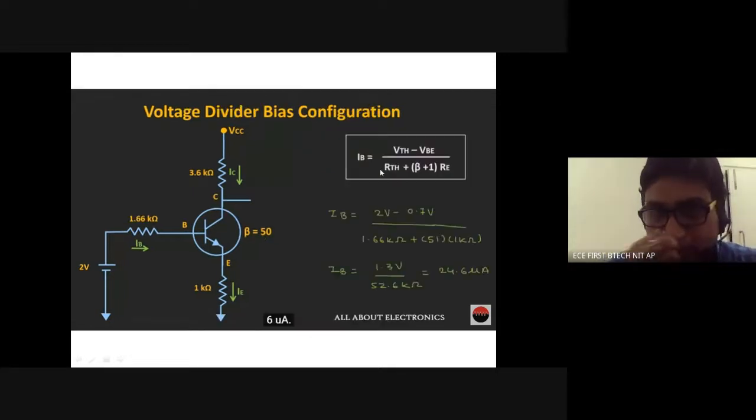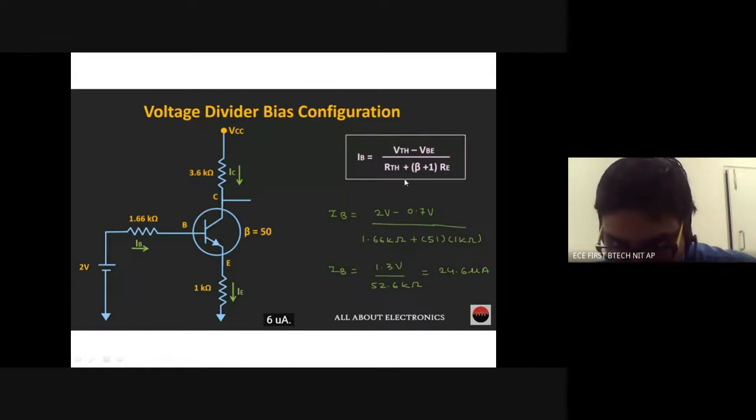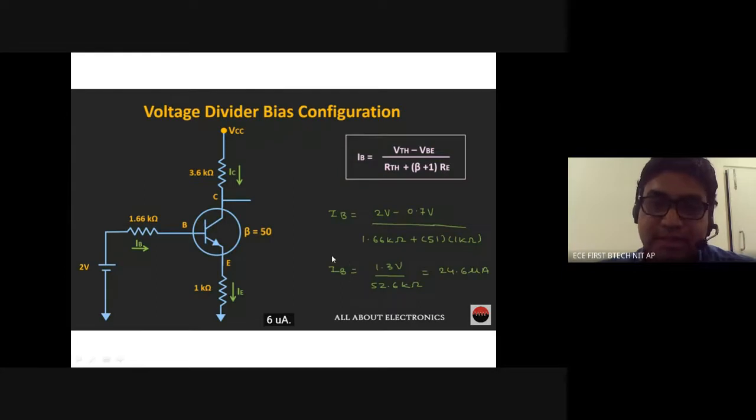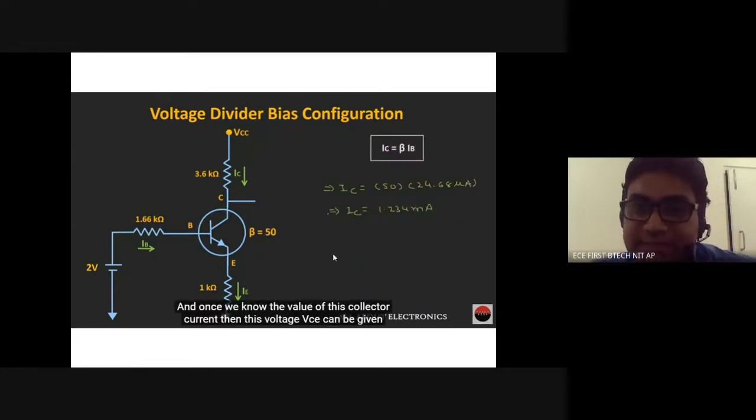Now let's calculate the base current from this circuit. It will be VTH, the Thevenin voltage, minus the base emitter voltage VBE, divided by RTH plus (beta plus 1) RE. This is the base current. Now if you put all these values in, we get our base current to be 24.6 microampere. If this is the base current, then what is IC? IC is equal to beta times IB, so IC is 50 times 24.6 microampere, which is 1.234 milliampere.